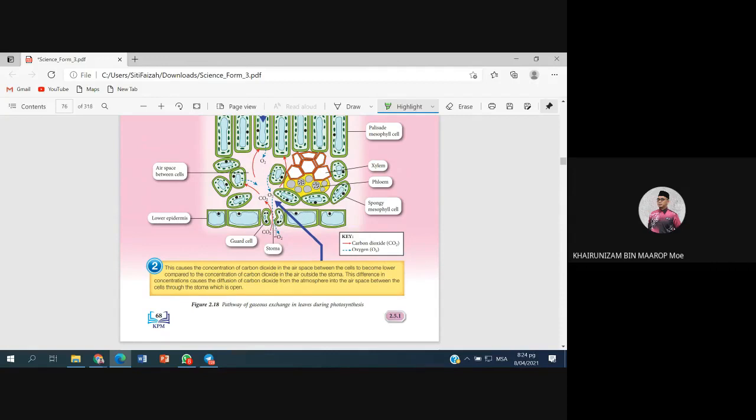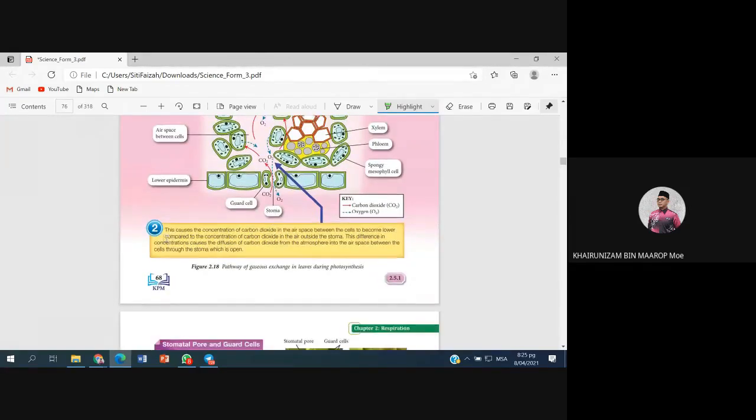Okay, and then this is the lower epidermis of the leaf, and then if you can see here, this is stomata, and then this is the guard cell, and then this is a stoma. Stoma is the hole, the micro hole of the stomata. So the carbon dioxide enters from here, and oxygen as well.